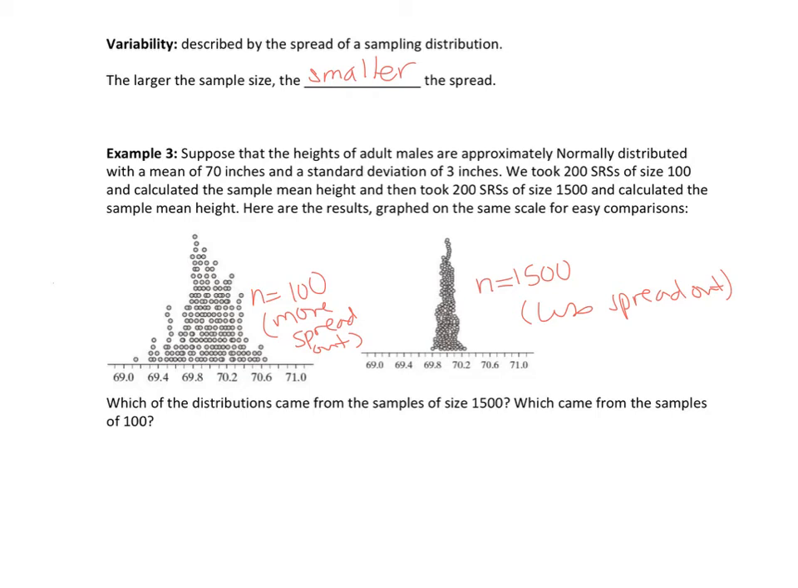So each of these dots represents one sample. And what they found when they took the mean of the bigger samples, it was a lot closer to the actual mean height of adult males.